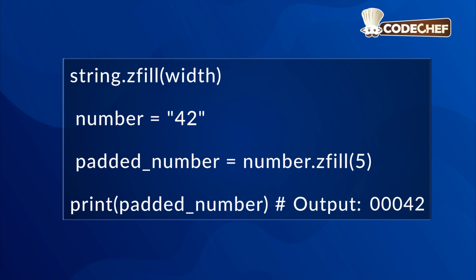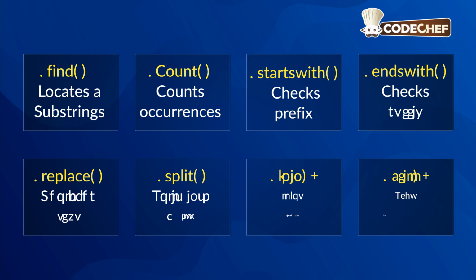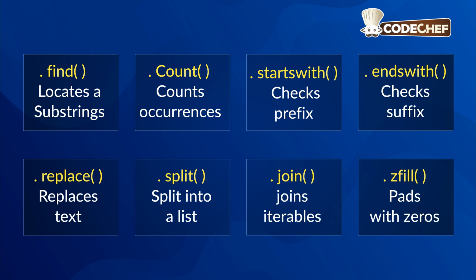Need consistent formatting for things like invoice numbers, employee IDs, or ticket codes? The zfill method makes sure all numbers are padded with leading zeros to a fixed length. It's clean, readable, and essential for data alignment. From searching and replacing to splitting and formatting, you now have the tools to handle any text processing challenge.